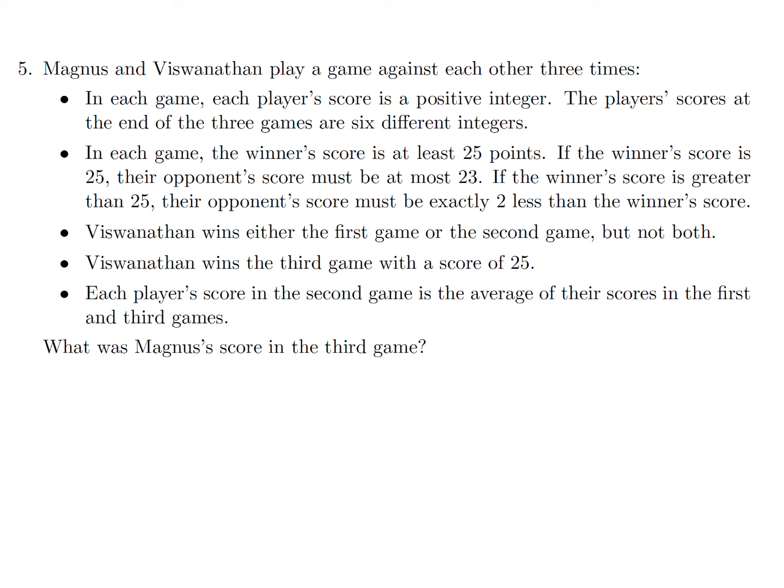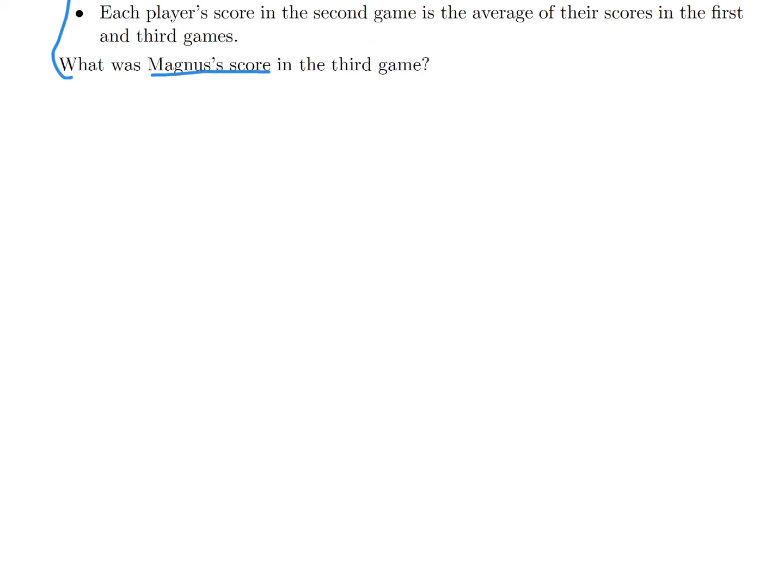Magnus and Viswanathan play a game against each other 3 times. And I encourage you to read the rules. And they're asking what is Magnus's score in the 3rd game. So after you read the rules and understood it, hopefully you can follow along the solution.